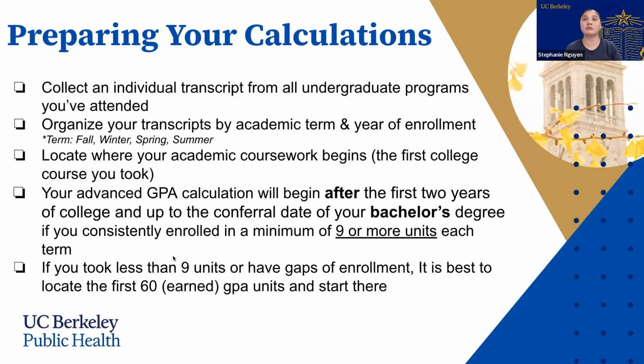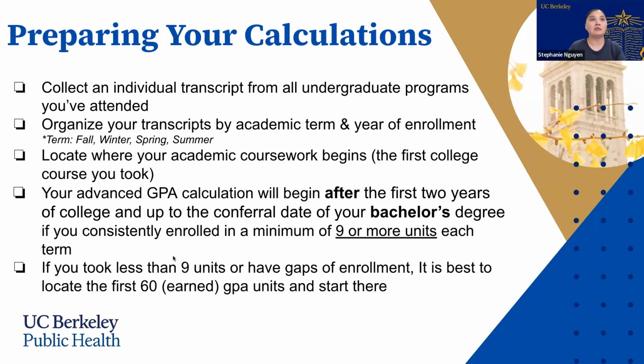Collect an individual transcript from all undergraduate programs you've attended. So as I mentioned, community college, study abroad programs, if you've attended multiple schools, we will ask for that transcript. You'll also want to organize your transcripts by academic term and year of enrollment. So, for example, fall of 2009, and the next school that you've attended maybe starts in fall of 2012. Make sure that everything is listed in chronological order, so that we can follow along where you will pinpoint your calculation.